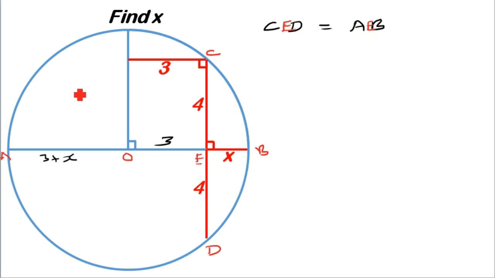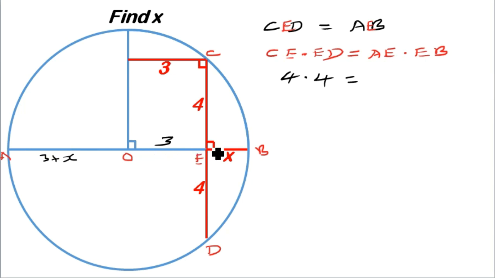intersection. So the theorem of intersecting chords implies C to E times E to D will be equal to A to E times E to B. Now from C to E is 4 units, and from E to D is also 4 units. So here we'll have 4 units by 4 units equal to A to E.